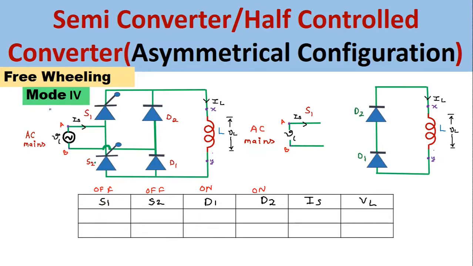Next mode is mode number 4. In mode number 4, again freewheeling occurs through diodes D1 and D2. In this mode, omega t ranges from 2 pi to 2 pi plus alpha. That means mode 4 is studied in the positive half cycle of the AC input signal. When the positive half cycle of the AC signal comes into this circuit, the A point of the AC mains becomes positive and the B point becomes negative.